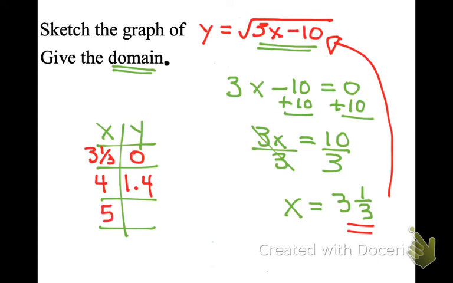And then let's say I pick 5. x is equal to 5. 3 times 5 is 15. 15 minus 10 is 5, and the square root of 5 is approximately 2.2. And all it's asking for is the domain. And I'm looking at the direction of my values. So the domain is going to be x is greater than or equal to 3 1/3.